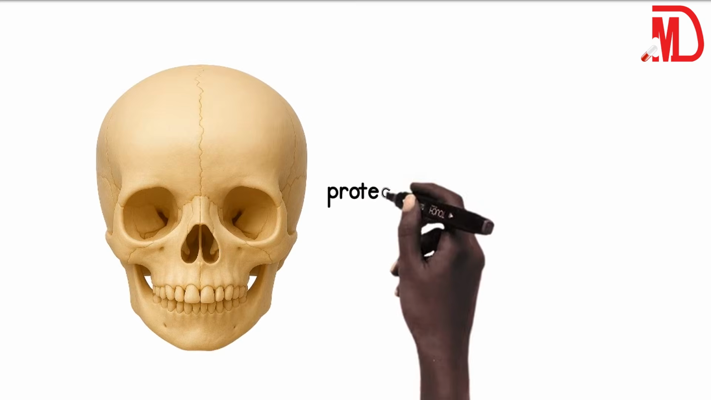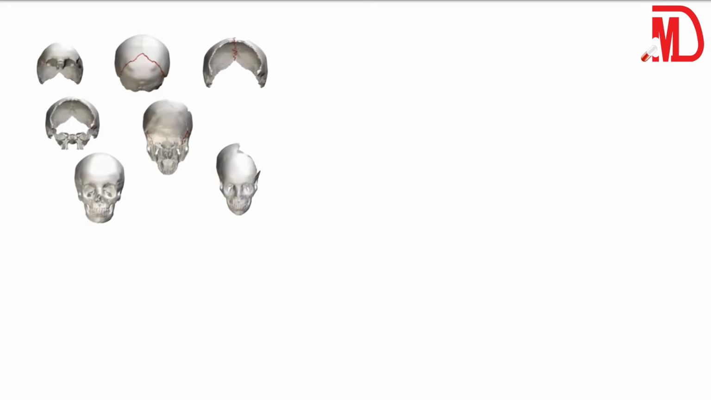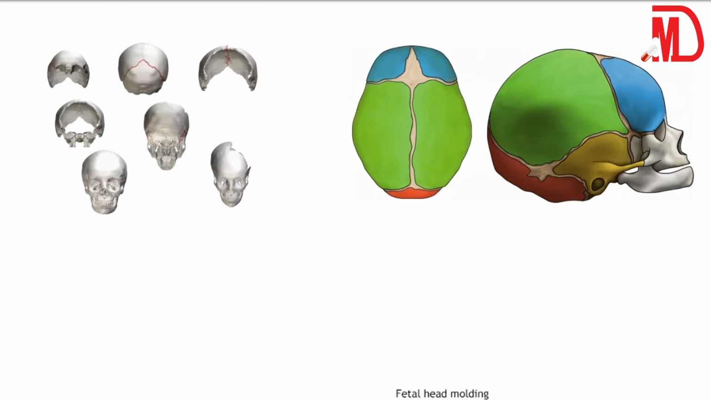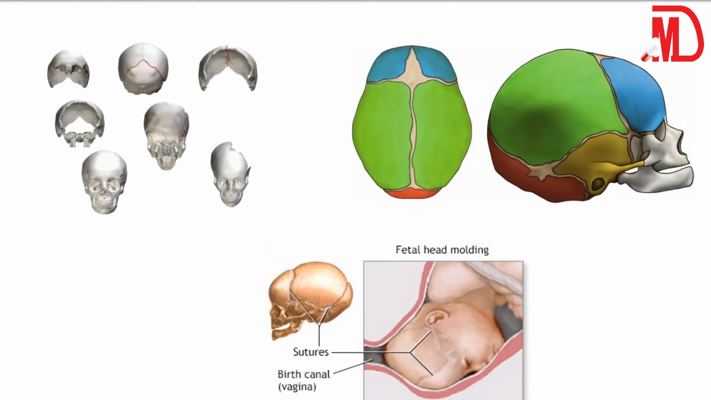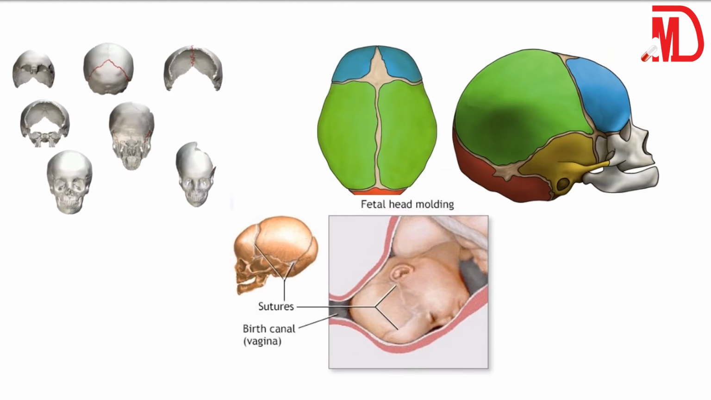The fetal skull is the bony structure that encases and protects the developing fetal brain. It is not a single solid bone, but a collection of several flat bones joined by fibrous joints, which make it flexible for brain growth and passage through the birth canal during labor.